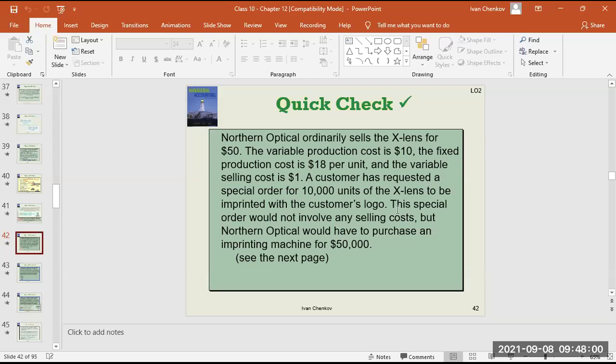What else is relevant? Relevant is that we have to purchase this machine for $50,000. That's the cost of the machine. So let's see how much it is per unit. With a $50,000 machine, we can produce 10,000 units. So that's pretty much $5 per unit. So what will be our cost? Actual cost will be the variable cost, $10, plus the $5 per unit on the machine. And that's all.